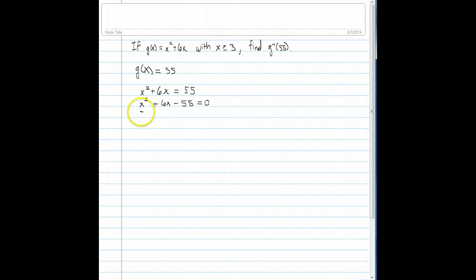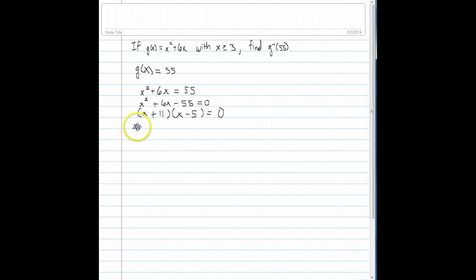Then we're going to factor this quadratic on the left side of this equal sign into the product of two binomials. That gives us x and x. So we're looking for two factors of negative 55 that sum up to a positive 6. That would be a positive 11 and a negative 5. Then we're going to use the zero product property to set each of these factors equal to 0 and solve.